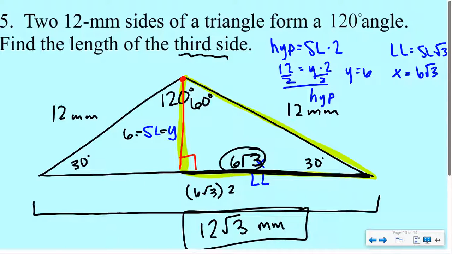Make right triangles. If there's not one there, draw a perpendicular line down. Most of the time it's either going to be vertical or horizontal to either make your 30, 60s or your 45s.